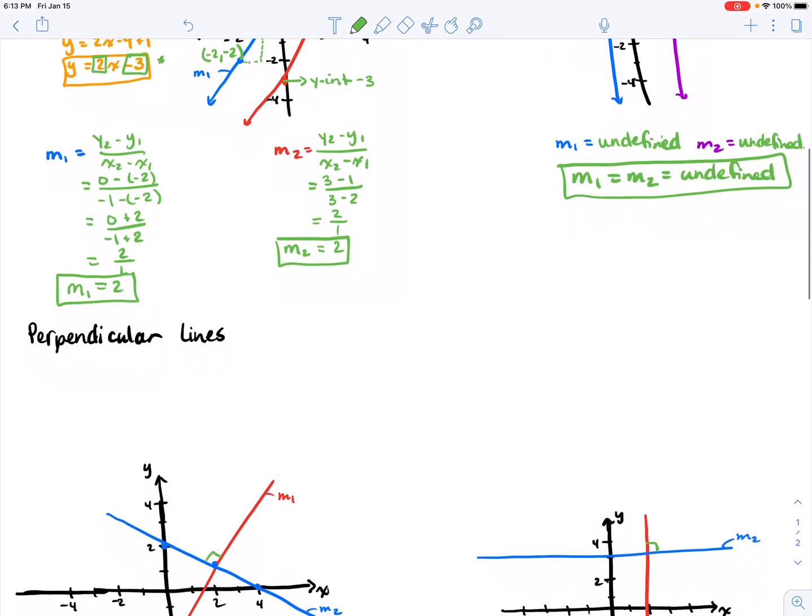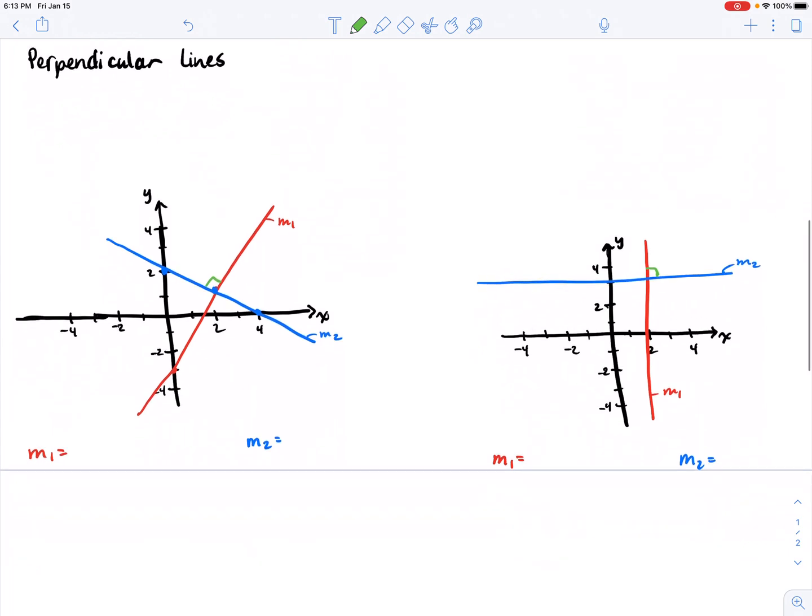Now let's look at perpendicular lines. So of course these are lines that cross each other at a right angle. So there are two lines. And again, they intersect at a 90-degree angle. Or we like to call it in trigonometry a right angle. So what's going to happen with these two?